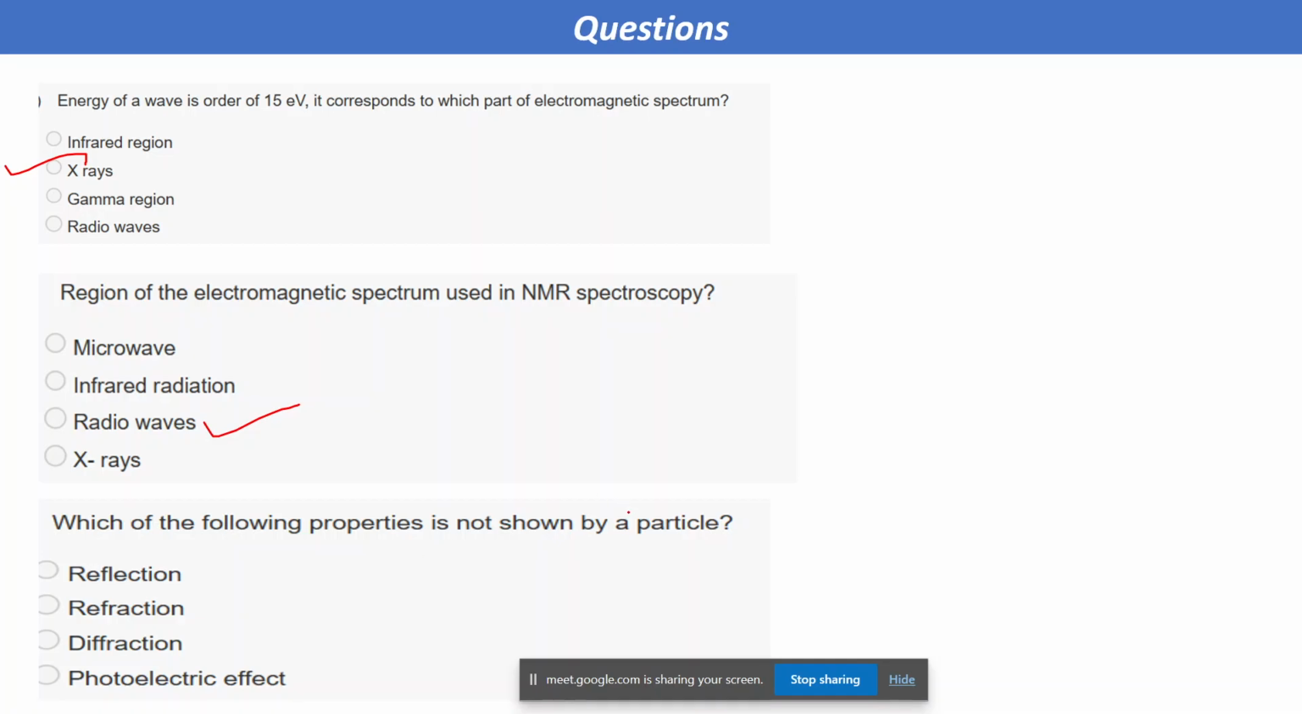Not shown by a particle means, you know, there can be dual nature. It can be a particle as well as a wave. So now they are asking about the wave nature, as it is not shown by a particle. So out of these four, which shows the wave property? Diffraction. It will be diffraction. Correct.